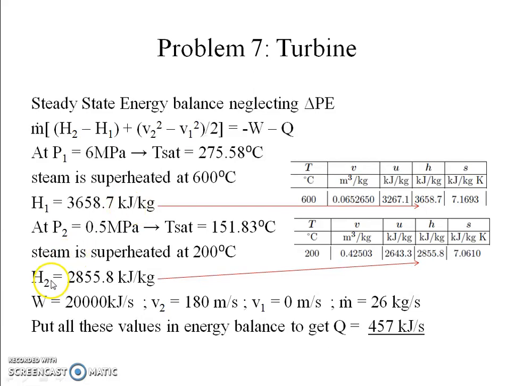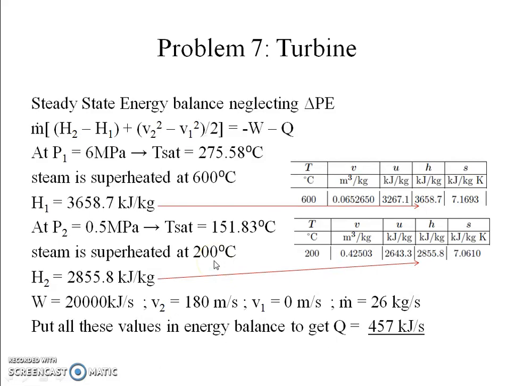Let's now find out what is H2, that is the enthalpy of the exit stream. So how do we calculate it? Let's again go back to the saturated steam table. It is given that the pressure at the outlet is 0.5 megapascal. When you look at this saturated steam table, what you find is that corresponding to this pressure, the saturation temperature is 151.83 degrees centigrade.